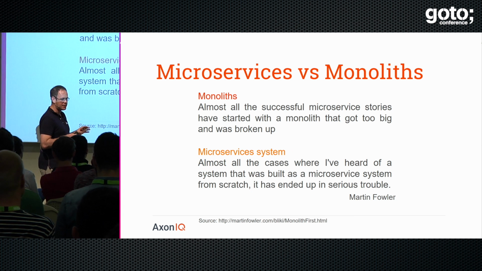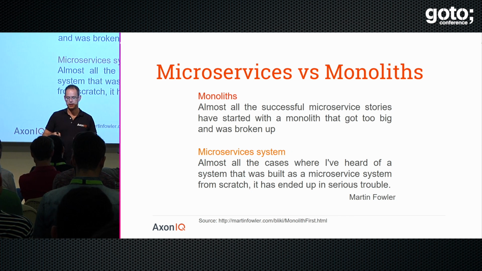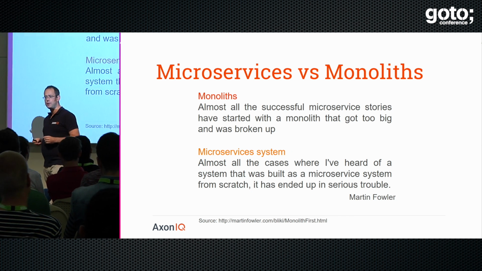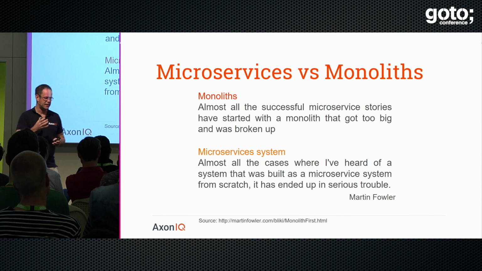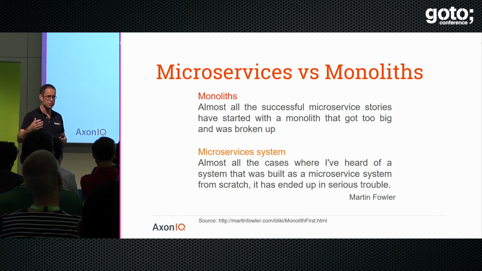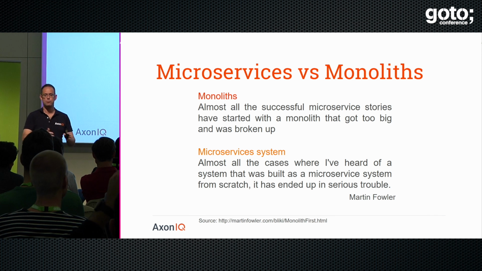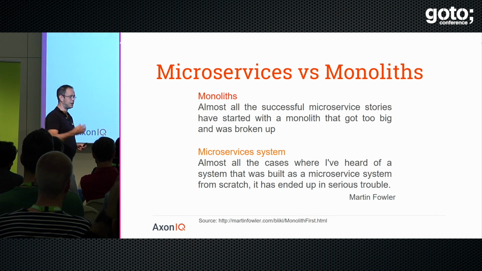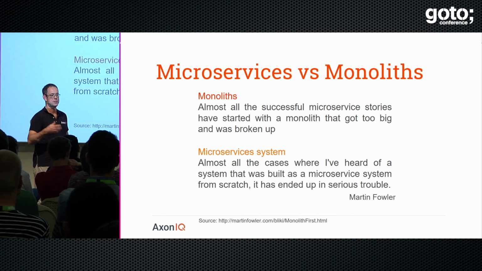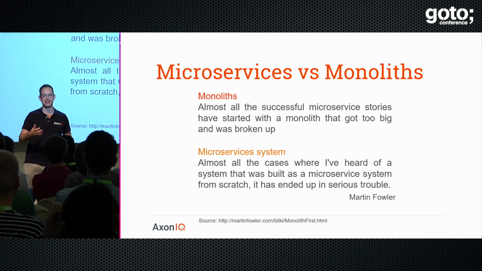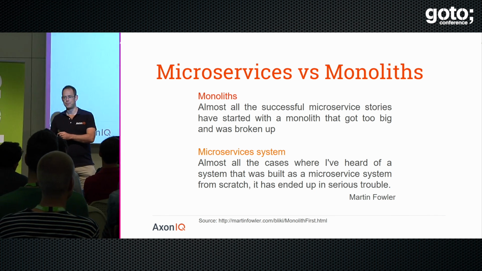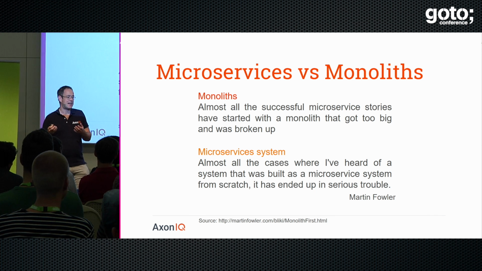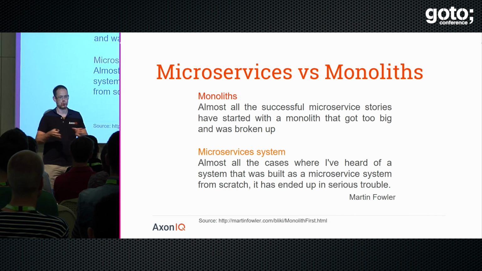But there's some interesting stuff going on with microservices projects. These are some quotes from Martin Fowler. He says, well, many successful microservices projects have started as a monolith that was then broken up into microservices later on. But on the other hand, if you start out with a microservices architecture because it's such a great pattern, chances are that your project will fail. So what should you do? You should actually start with that monolith and then break it up.